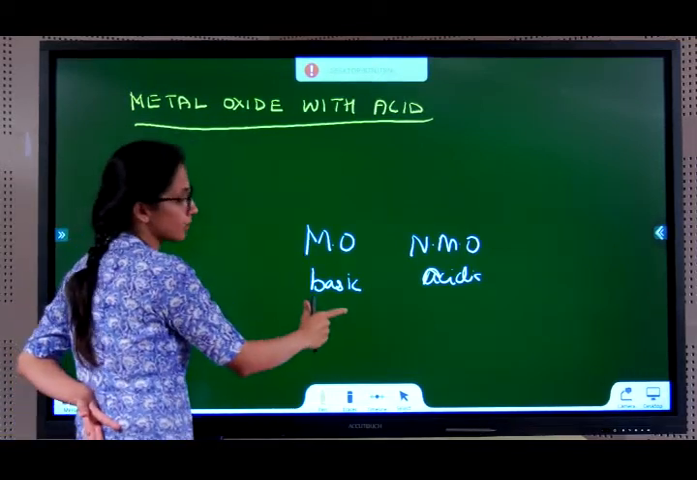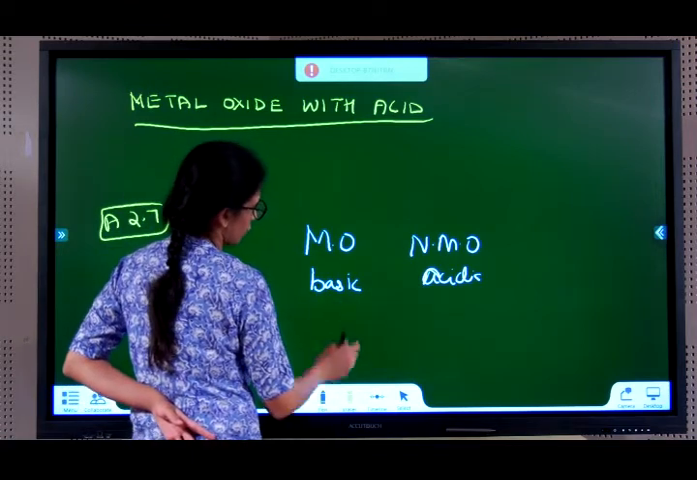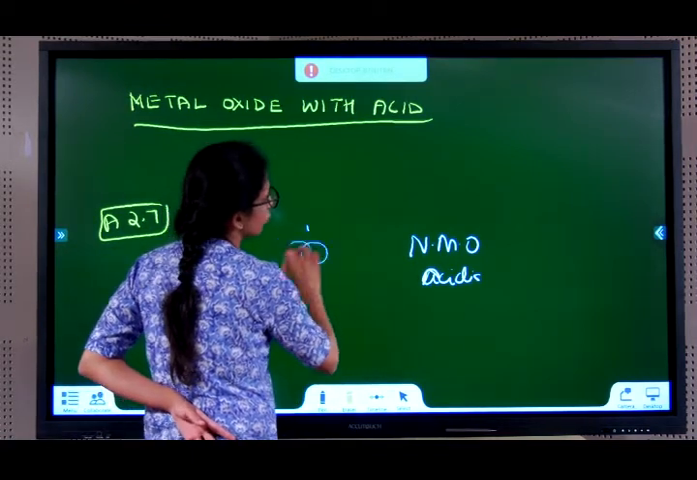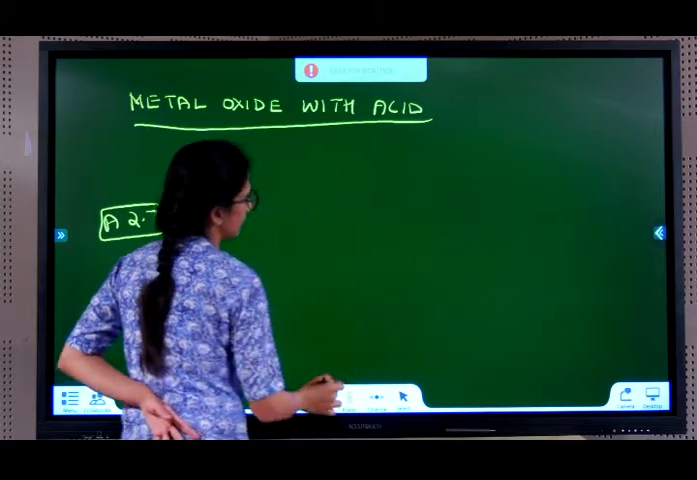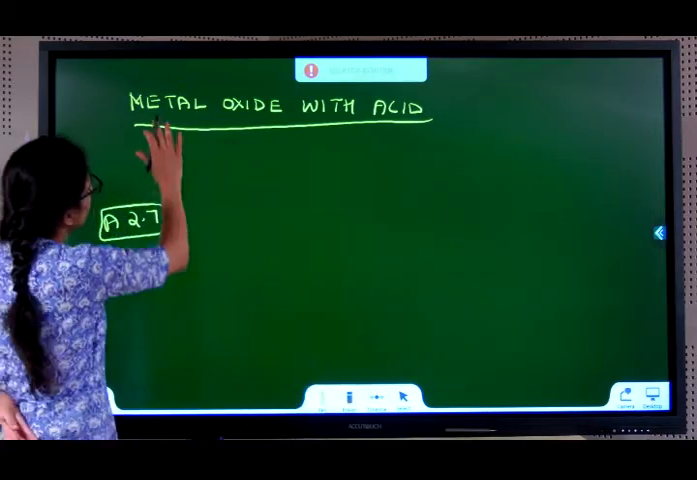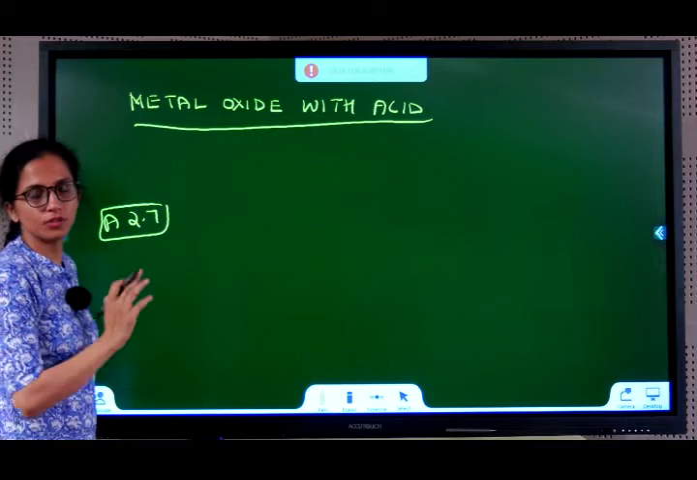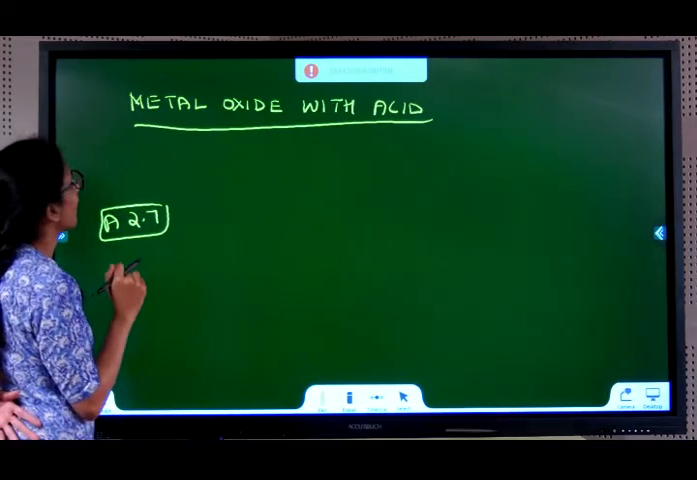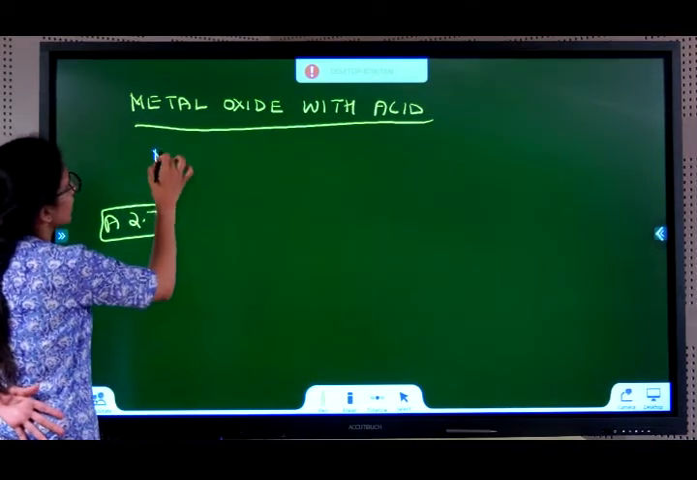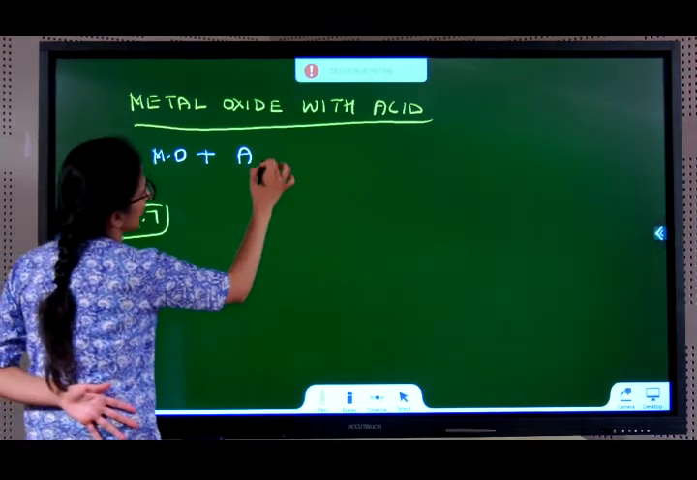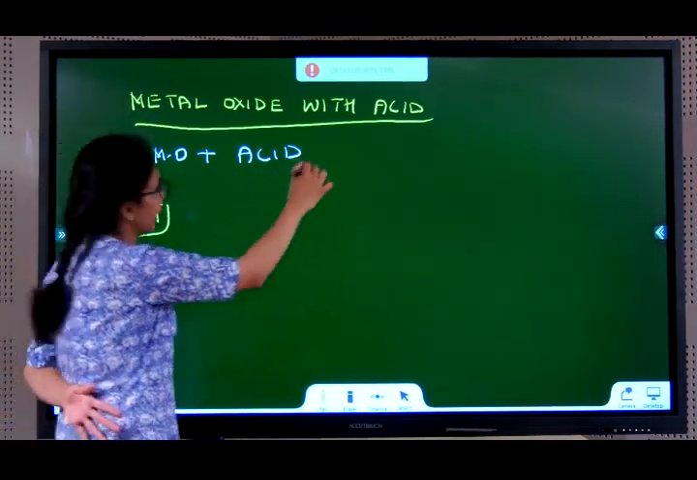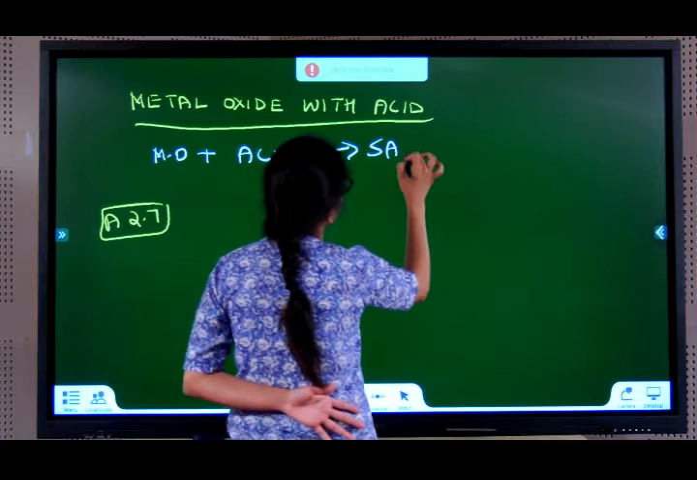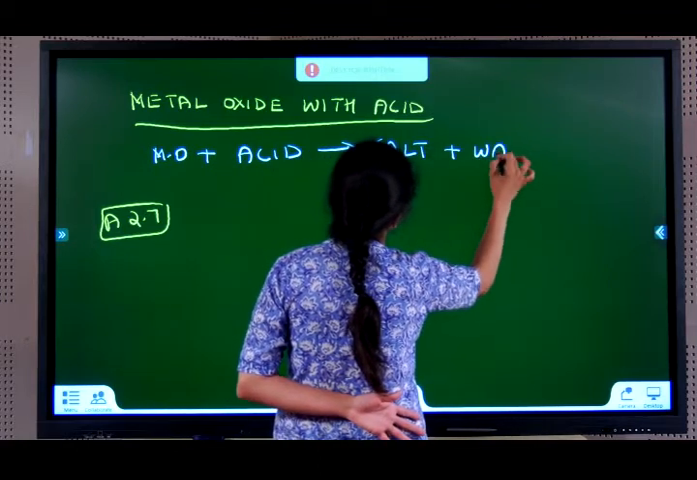So metal oxides are usually basic, non-metallic oxides are usually acidic. Metal oxides are usually basic, so who will they react with? Acid. So metal oxides with acids. We're going to study the reaction between metal oxides and acid now. If I take a metal oxide and make it react with an acid, this is basic, this is an acid, it will give a salt and water.